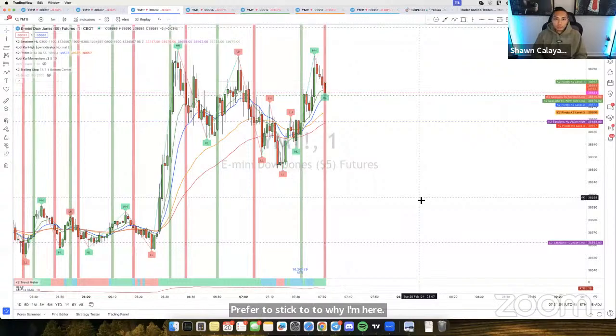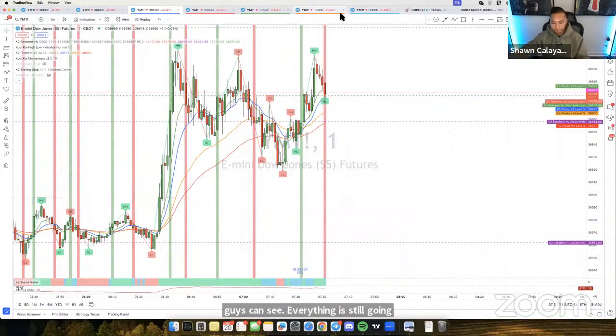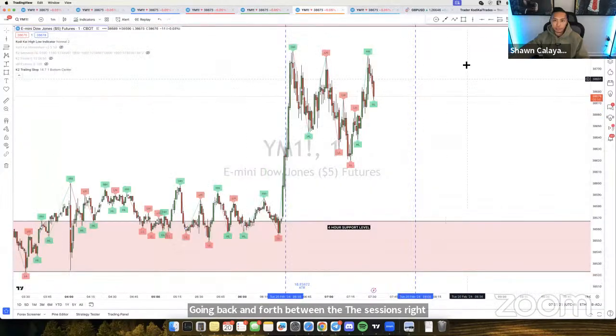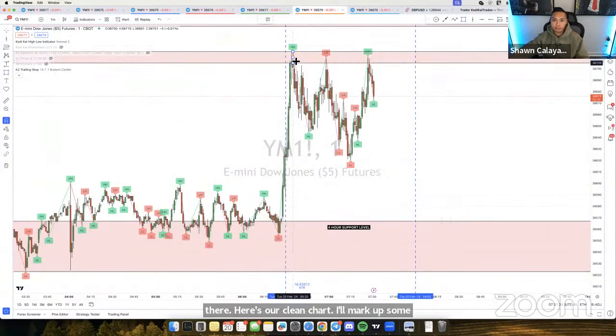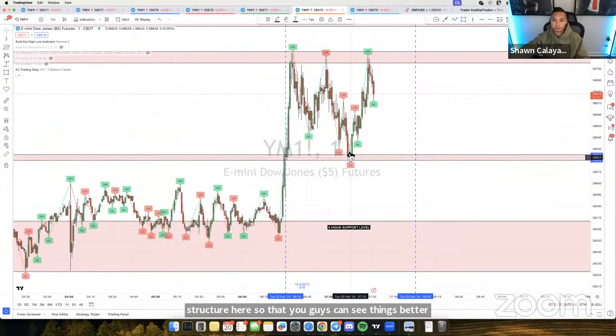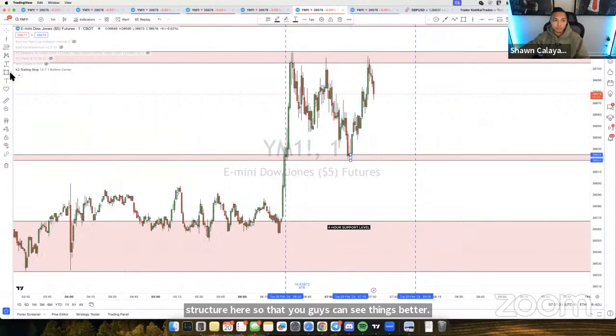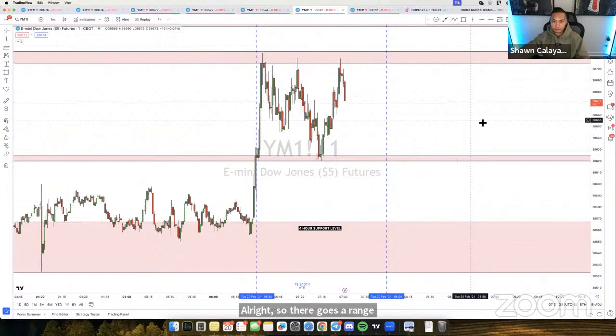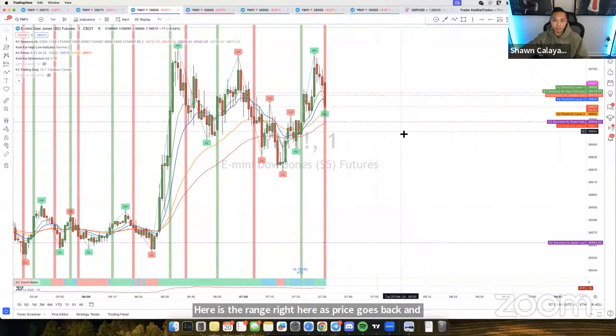Anyways, there's still no entries here, guys. As you guys can see, everything is still going sideways. It's going back and forth between the sessions right there. Here's our clean chart. I'll mark up some structure here so that you guys can see things better. All right, so there goes the range. Here is the range right here as price goes back and forth. Not really too much going on.